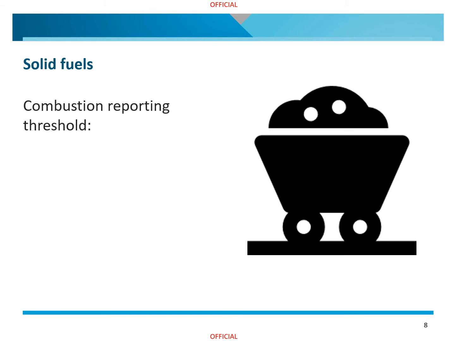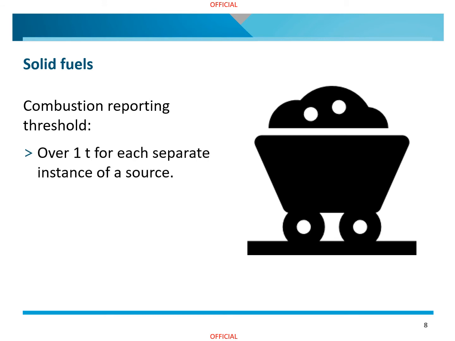There are 2 thresholds for reporting solid fuels. The first threshold applies to combusting solid fuels. You are required to report each instance of a source where the amount of fuel combusted is over 1 ton. It is optional to include data about instances of a source where the amount of solid fuel combusted is 1 ton or less. For example, a facility combusted 1 kiloton of coal briquettes in a boiler to generate electricity. This must be reported because the amount of fuel, in this case coal briquettes, combusted in this separate instance of a source exceeds 1 ton.